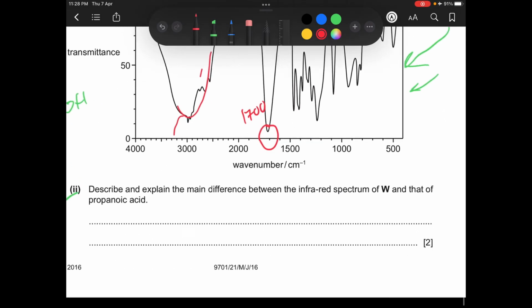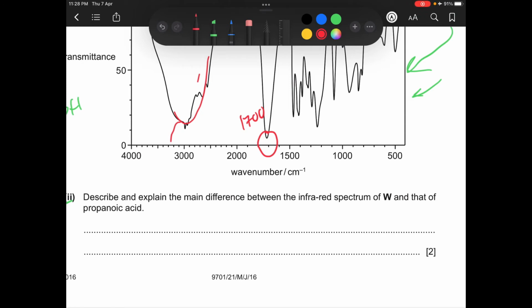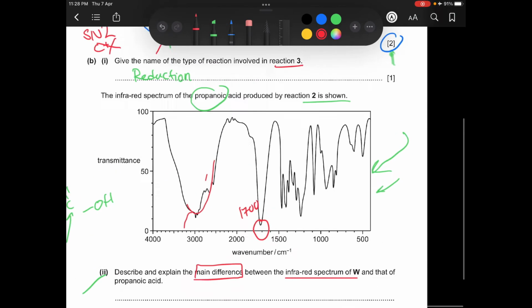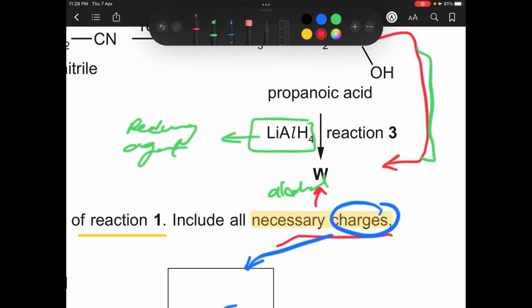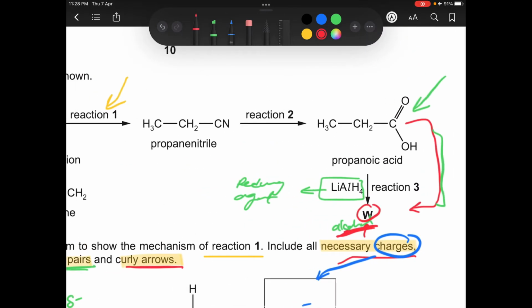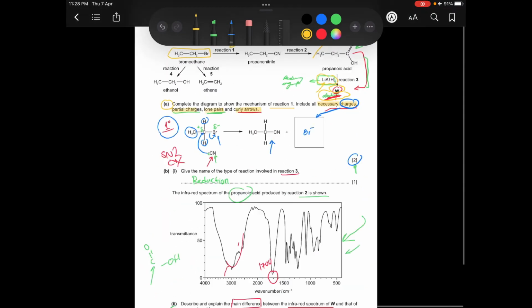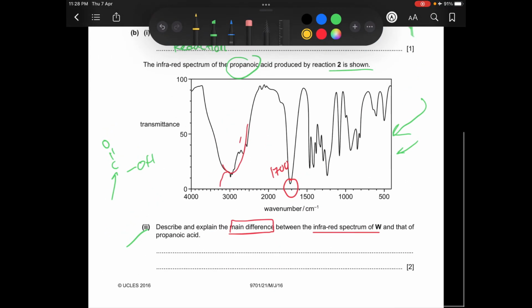The question says describe and explain the main difference between the infrared spectrum of propanoic acid and that of W. So W here, as we just saw, is an alcohol, because the carboxylic acid is reduced by lithium tetrahydridoaluminate to W. So this is W, which is an alcohol. So in this case, what do you think? When you change into alcohol, this strong peak will disappear, and the only peak that you will see is this broad band as a result of the alcohol.